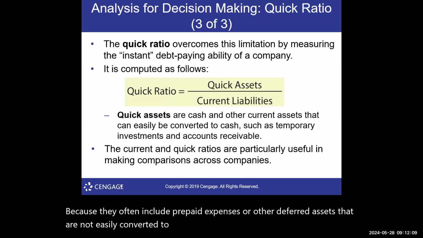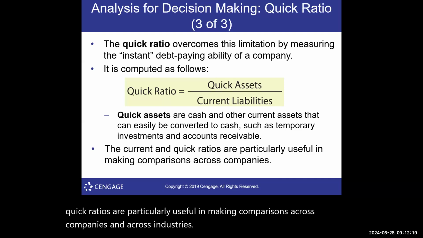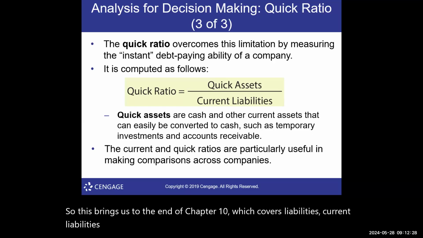With this quick ratio, the current and quick ratios are particularly useful in making comparisons across companies and across industries. So this brings us to the end of chapter 10, which covers liabilities, current liabilities, installment notes, and contingencies.